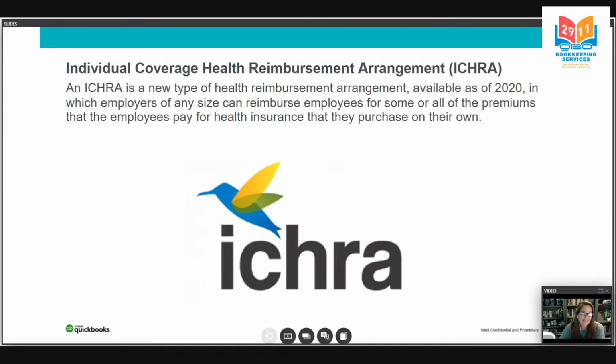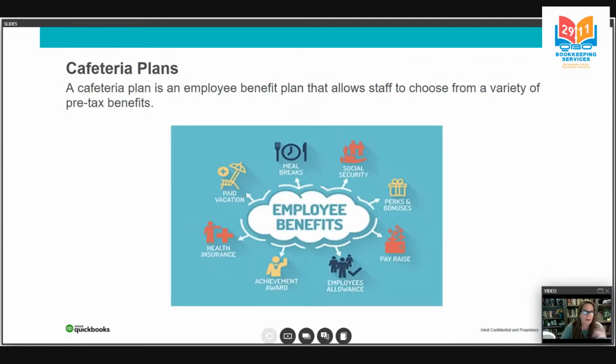An ICHRA is an individual coverage health reimbursement arrangement. It's a newer type that started in 2020, and employers of any size can reimburse employees for some or all of the premiums that the employees pay for health insurance that they purchase on their own. There are cafeteria plans. This is an employee benefit plan that allows staff to choose from a wide variety of pre-tax benefits. They could include HSA, FSA, group term life insurance, disability, adoption assistance plans. There's a lot of different choices there.